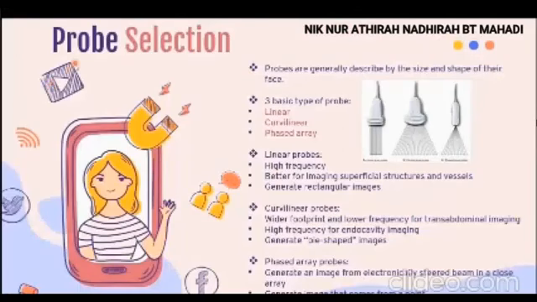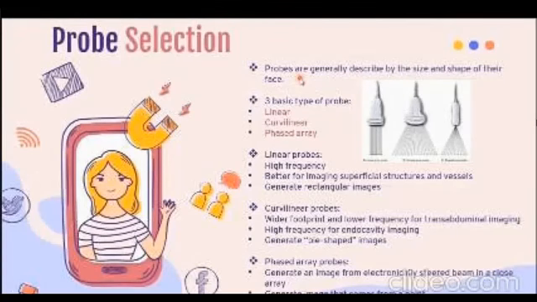Okay, next is probe selection. Probes are generally described by the size and shape of their face. Selecting the right probe for the situation is essential to get a good image. There are three basic types of probe used in emergency and critical care, which are linear, curvilinear, and phased array.